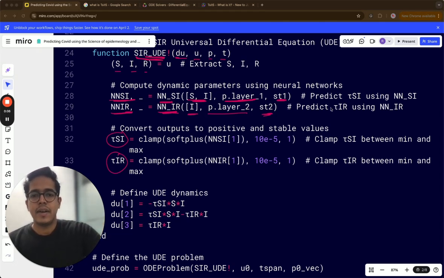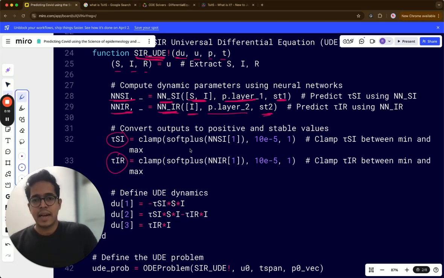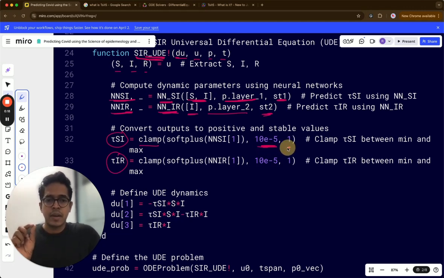But then you might be wondering, so what is this clamp and softplus? First I'll explain clamp. Clamp is something that restricts the value of tau SI between a very small positive number and 1. Because the interaction parameters, if you remember, their ground truth values are 0.85 and 0.1. So this tau parameter is always between 0 and 1. We don't want it to be negative. We don't want it to be greater than 1. So this clamping function will allow your tau SI to be between these two numbers.